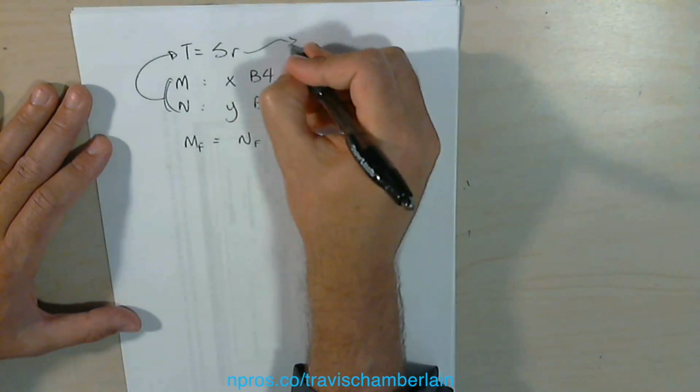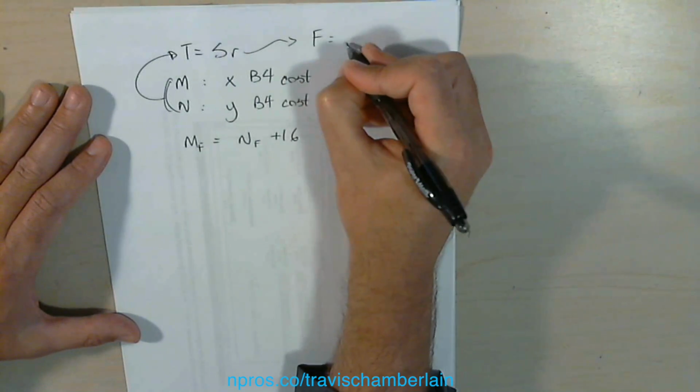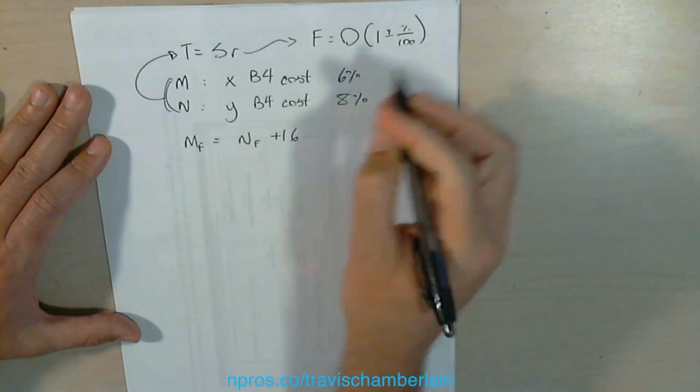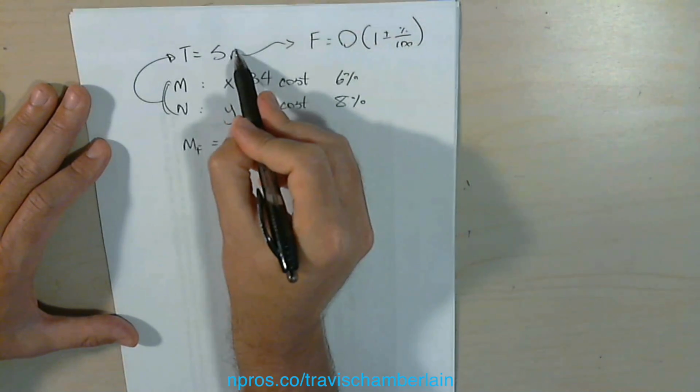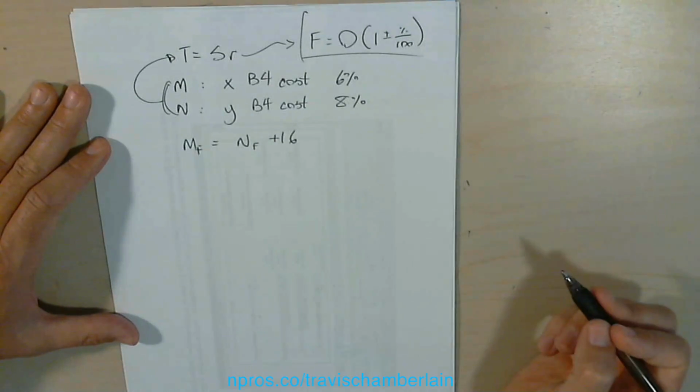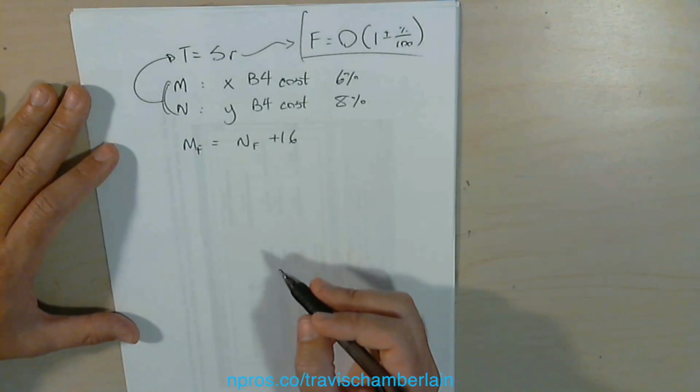What's sneaky about this formula is that it is a species of F equals O times 1 plus or minus the percent over 100. If you don't know that 6% is going to have a multiplier of 1.06, you're not going to be able to solve the problem. So this is a really important piece of outside knowledge. All right, let's work our way through.